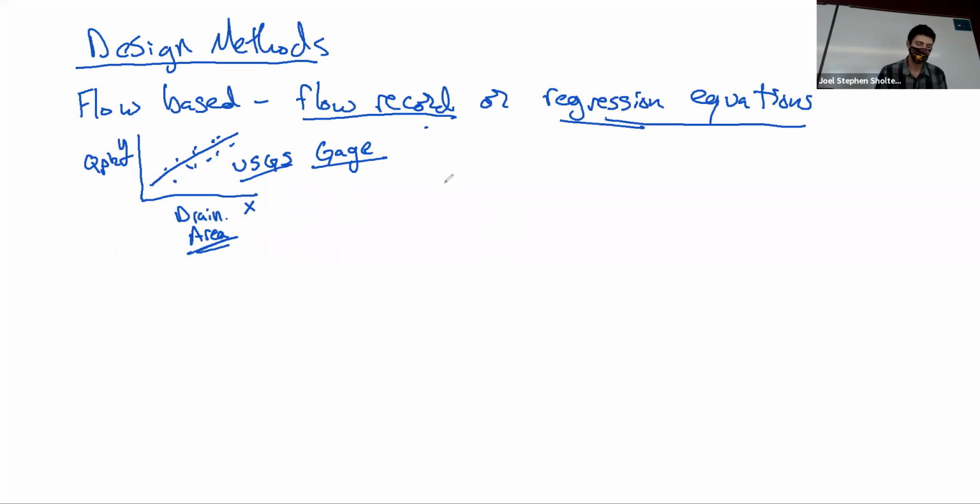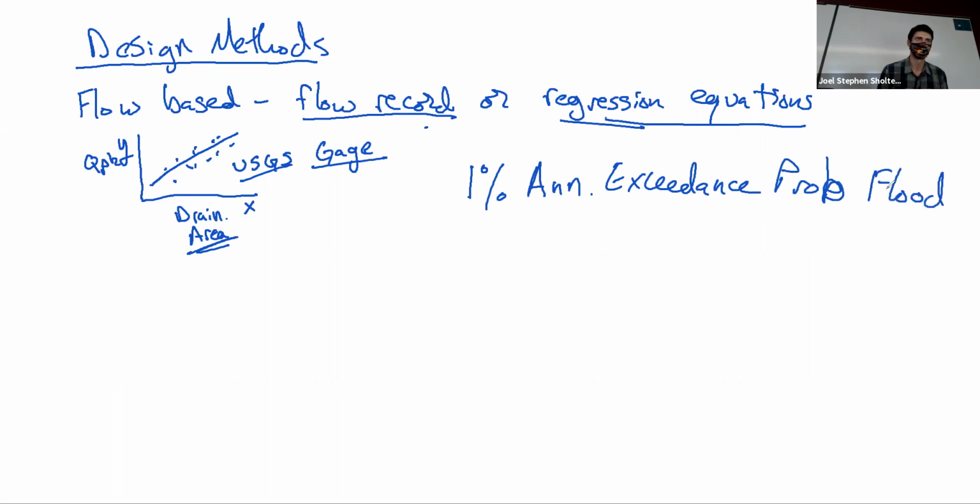Okay, we'll talk about this concept in a minute, but we did it in statistics. So we talked about the 1% annual exceedance probability flood. So this is AEP. And Jake, since you didn't have the benefit of doing the application in statistics, the annual exceedance probability flood is just the flood that has a 1% chance of happening in a given year.